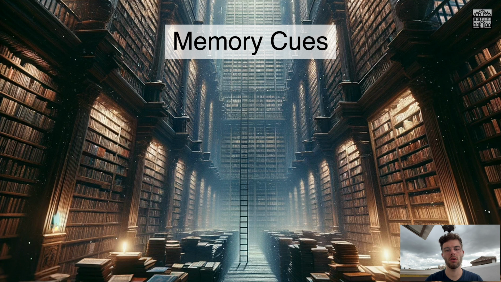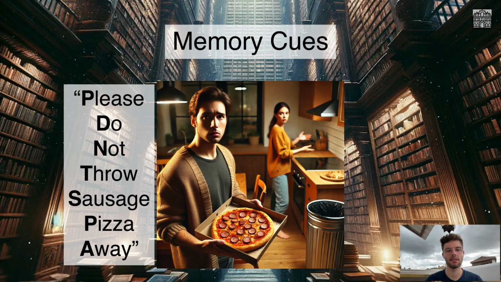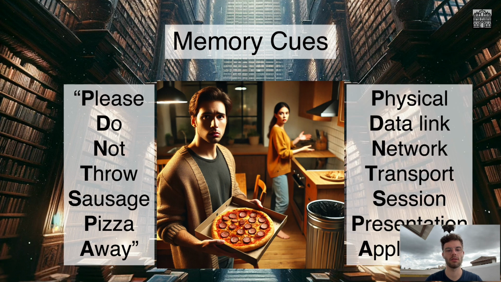But they should only be used to organize what we have already learned. That means that understanding should always come first and remembering should come second. We should not abuse memory cues to skip the understanding phase, where we have the possibility to create a mental model. An example for a memory cue is the sentence, "Please do not throw sausage pizza away," which can help us to remember the 7 layers of the OSI model.